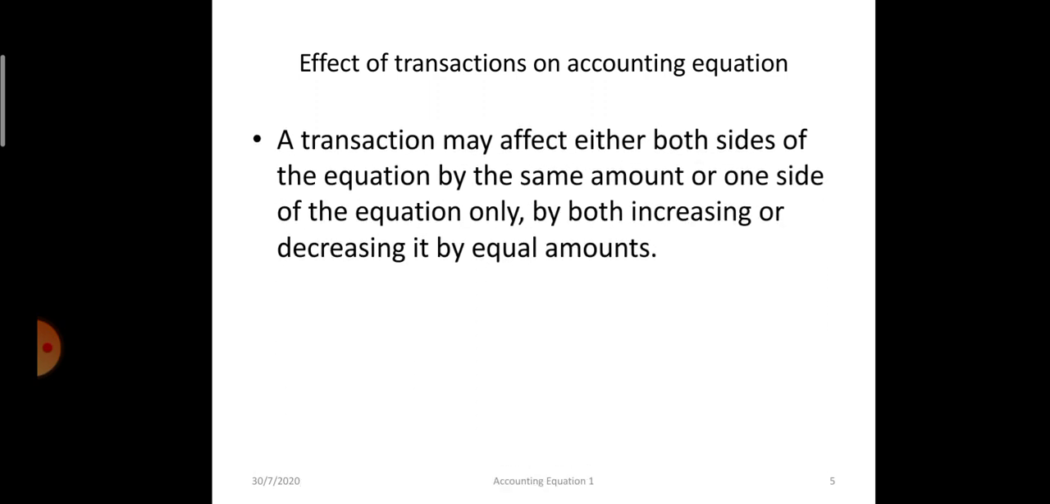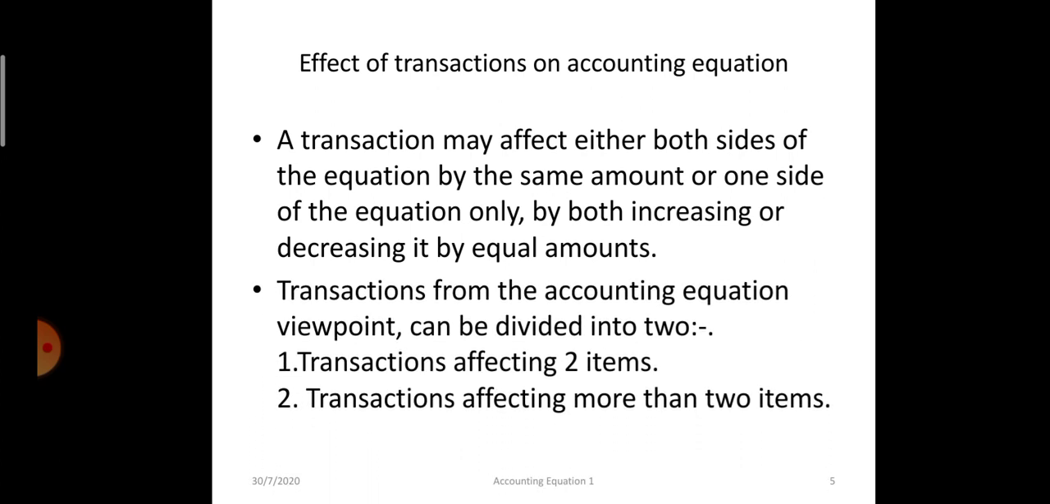Now, effect of transactions on accounting equation. The transaction's effect may be on both sides, that is on the asset side and also on the liability side. In that case both sides may be increasing or both sides may be decreasing by the same amount. Transactions from the accounting equation point of view can be divided into two categories: transactions affecting two items, or transactions affecting more than two items.